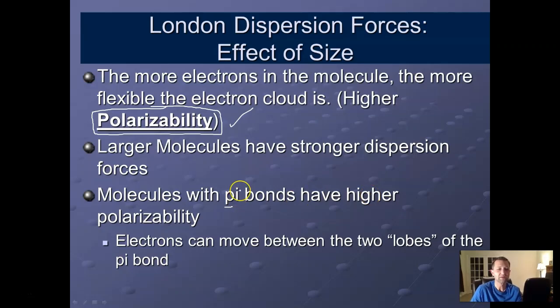Okay, so knowing just simply what a pi bond is, that's when you have a double or a triple bond. Knowing those electrons are delocalized and can move between the lobes of the pi bond, or even if you have a resonance structure, even that's going to create more of a temporary dipole for you.